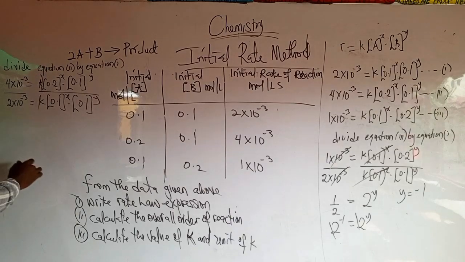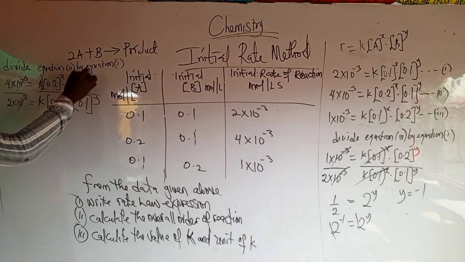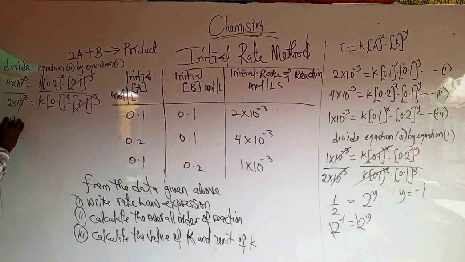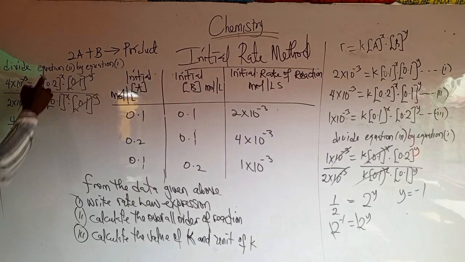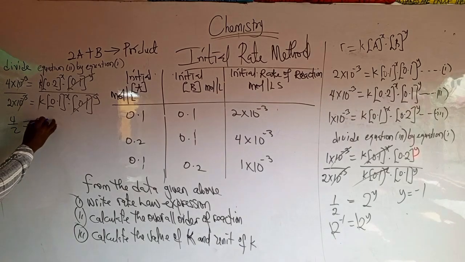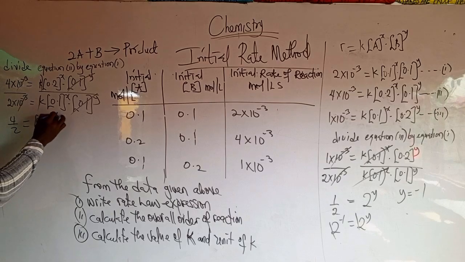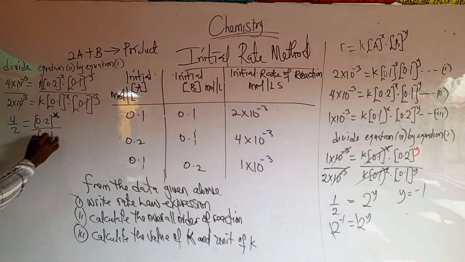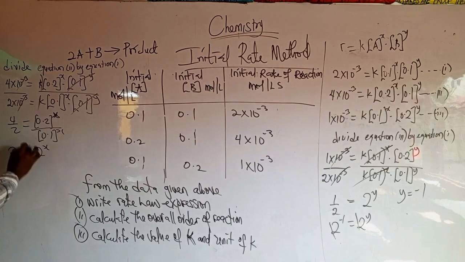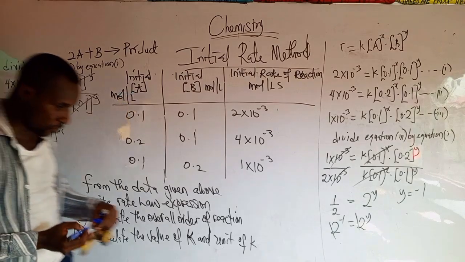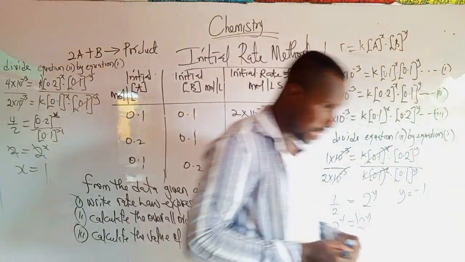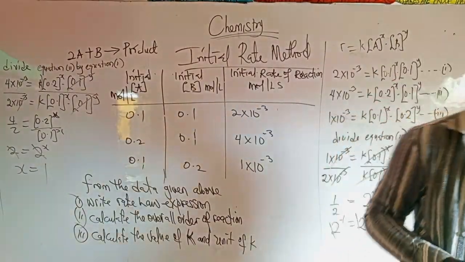From here, K cancels K, this cancels this, this cancels this. What do I have? I have 4 over 2 equal to 0.2 raised to the power x over 0.1 raised to the power x. This one I have 2 equal to 2 raised to the power x. That means I have x equal to 1. X is equal to 1. Very simple question.